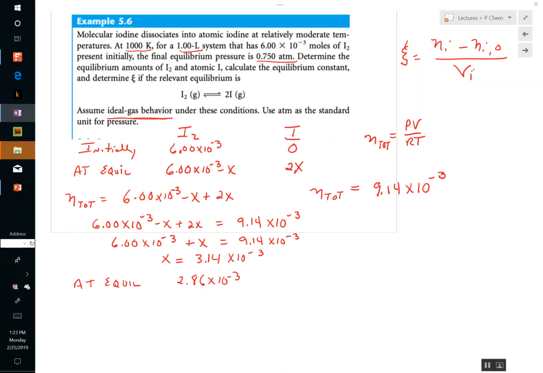-1. And remember, you could calculate extent on any species in the reaction. You should get the same extent of reaction, no matter what species you decide to pick to do the calculation.